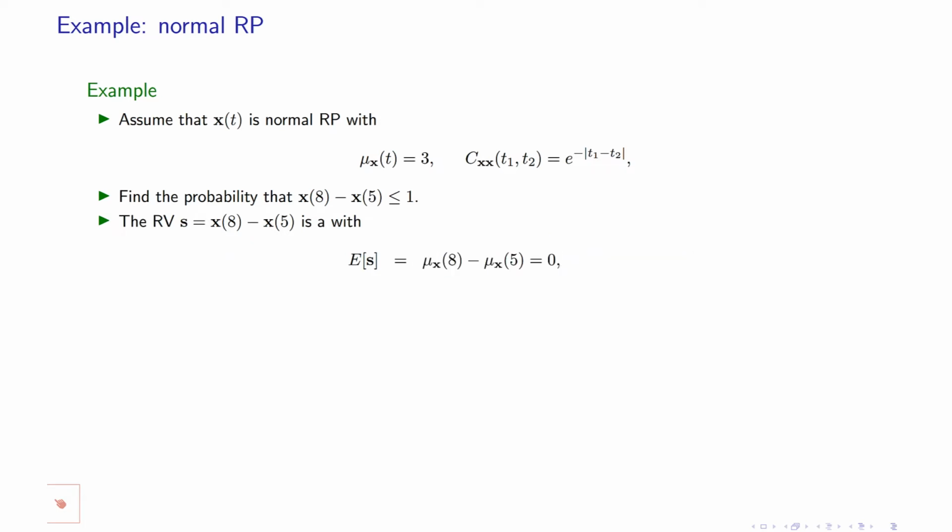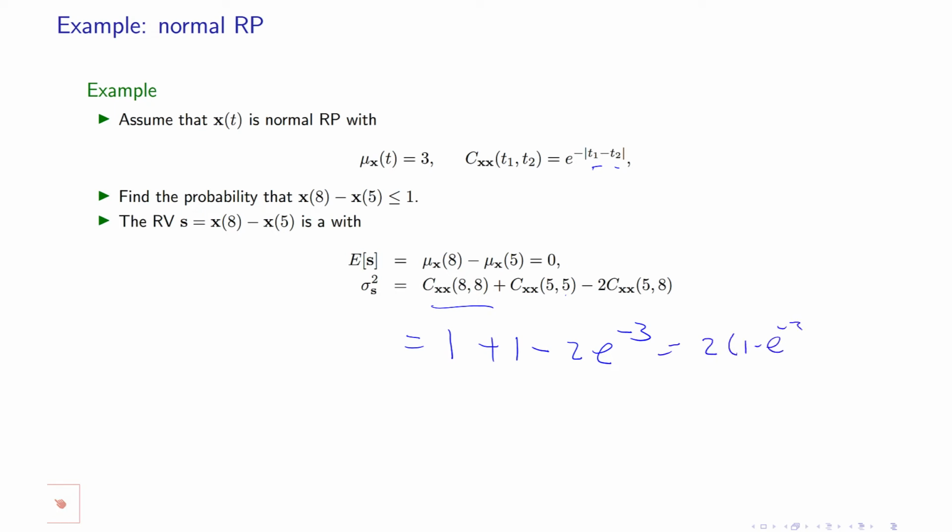Now, the variance of that, sigma squared s, is equal to the expectation of x of 8 minus x of 5 minus the mean, which is 0, to the power of 2. And if you expand it, you get the expectation of x of 8 to the power of 2, etc. And then you simplify it, you get 4 terms. So you get Cxx of 8 and 8, this one and so on. If you put 8 and 8 here, you get 1. Then you get 5 and 5 here, and here you get 1, and minus twice e to the power minus 3. So this is going to be 2 times 1 minus e to the power minus 3.